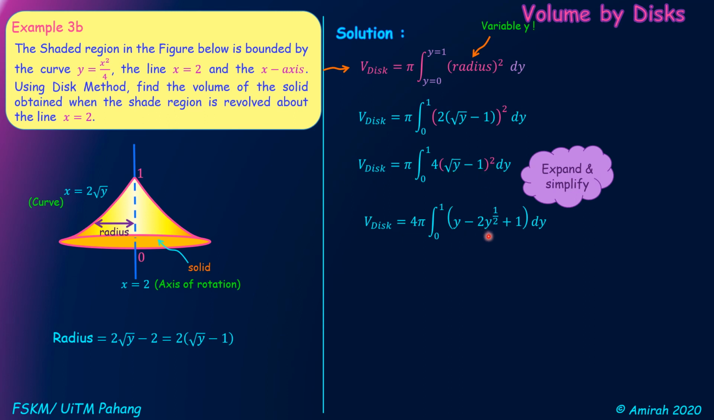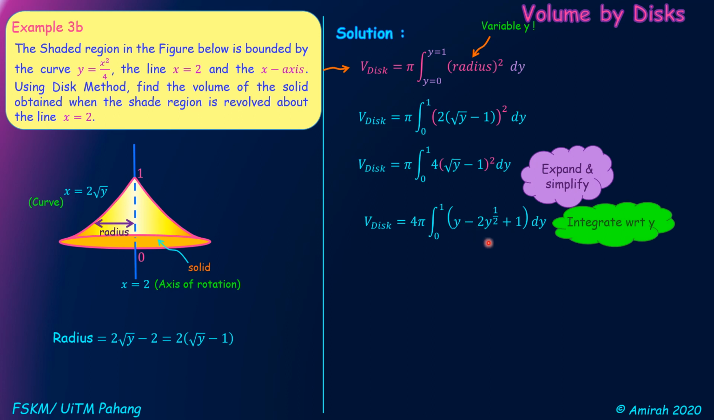We can write 2 root y as 2y to the power of half, because we want to integrate, so that's why we write it in terms of exponent. And then negative 1 here when we expand, we get plus 1 here. So from here we can integrate with respect to y.